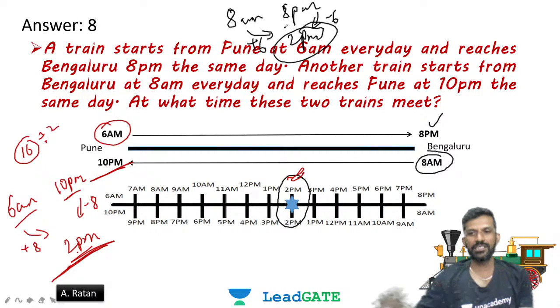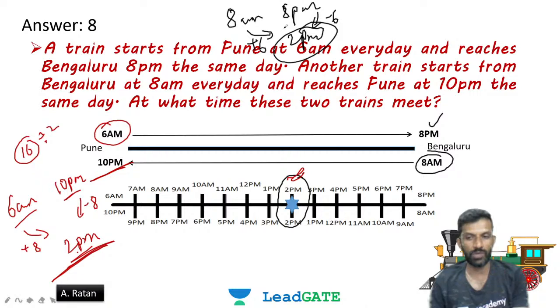Clear? But this shortcut is valid only when equal distances are covered in equal gaps of time. It means the speeds of the trains are the same. But my dear friend, if the speeds of the trains are not the same, then what? Because GATE is GATE, they can ask you anything. So if the speeds of the trains are not the same, then how will we sort it out?